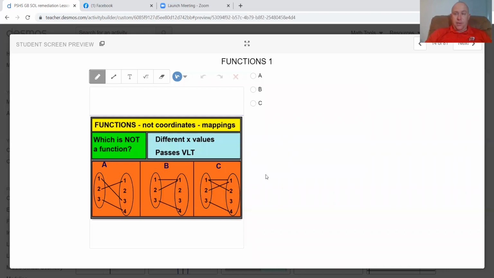Functions, this was really our last unit. This was our last one this year. So which is not a function? Make sure you understand the words carefully and make sure you are answering the correct question.